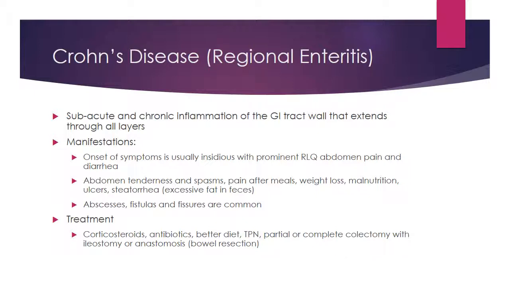Crohn's disease is a subacute and chronic inflammation of the GI tract wall that extends through all of the layers. Onset of symptoms is usually insidious with prominent right lower quadrant abdominal pain and diarrhea. Abdomen tenderness and spasms, pain after meals, weight loss, malnutrition, ulcers, and steatorrhea. And then abscesses, fistulas, and fissures are common. Treatment would include corticosteroids, antibiotics, a different diet, TPN, partial or complete colectomy with an ileostomy, or a bowel resection.